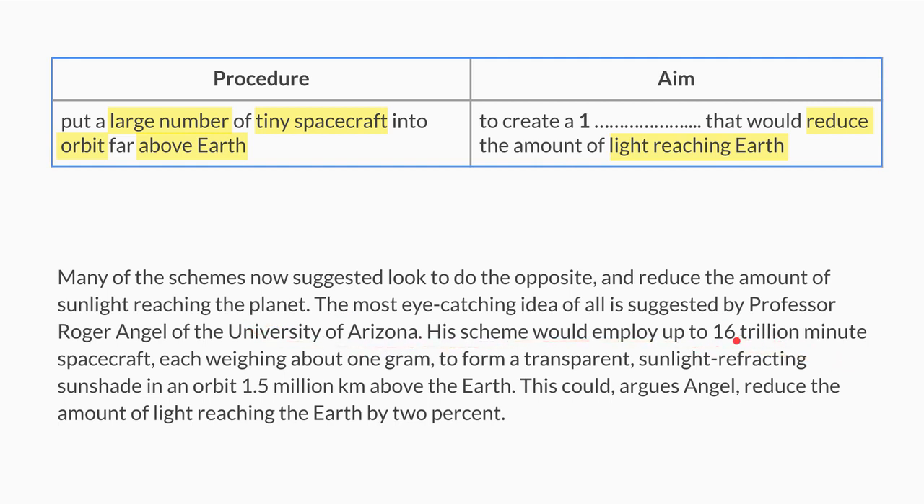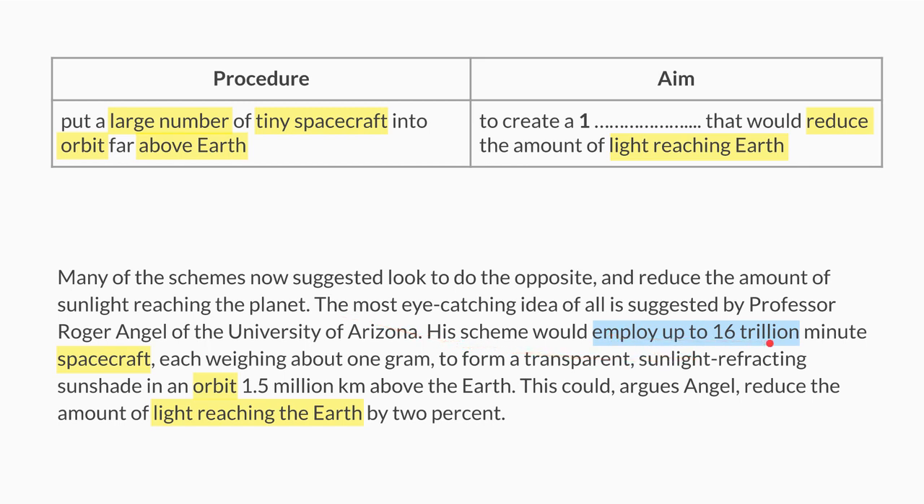Here we go. Minute spacecraft. Minute spacecraft. That is just synonym language for tiny spacecraft. All right, and then it says something about putting it above the Earth. Above the Earth. So we found a lot of different keywords, relevant keywords. I'm very certain that we're going to find our answer around here. So here we have our keywords: spacecraft, orbit, light reaching the Earth. Also mentions amount of light reaching the planet over here as well.